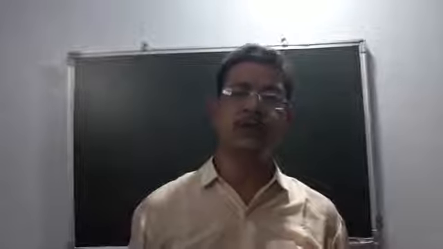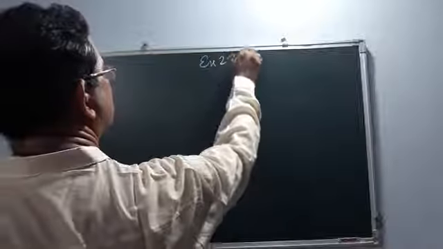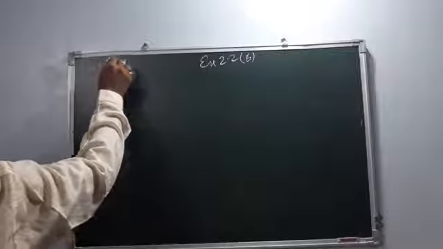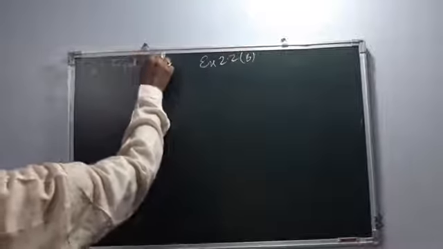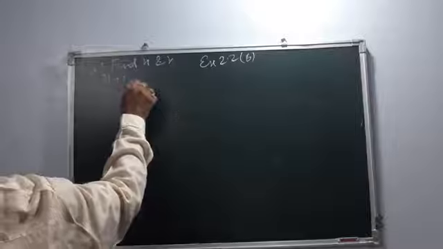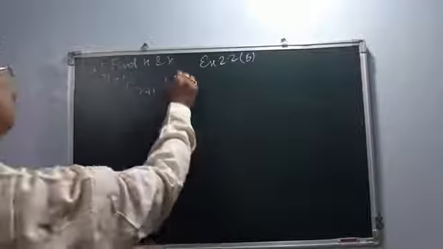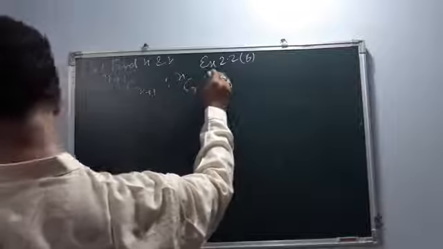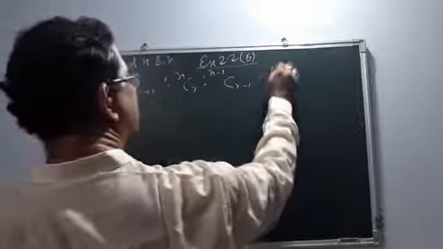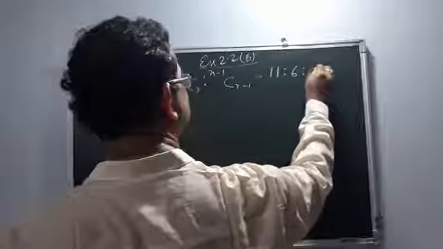We are doing permutation and combination, and we continue exercise 2.2b. We are now at question number 6. Find n and r. The condition given is n+1 C r+1 : n C r : n-1 C r-1 = 11 : 6 : 3.